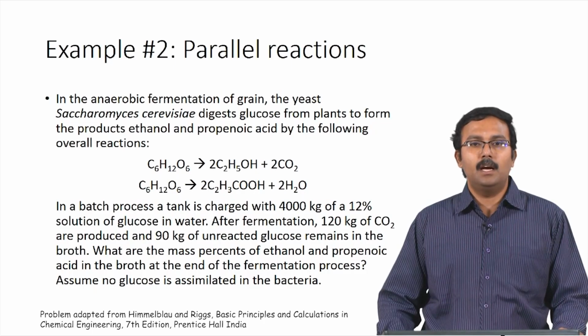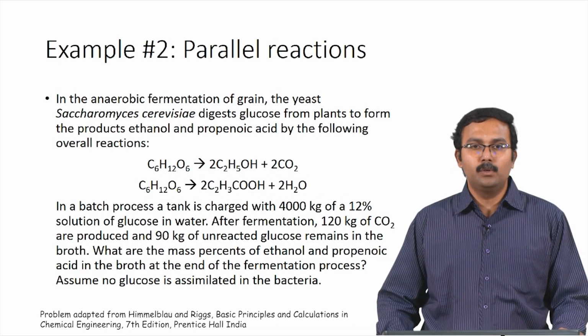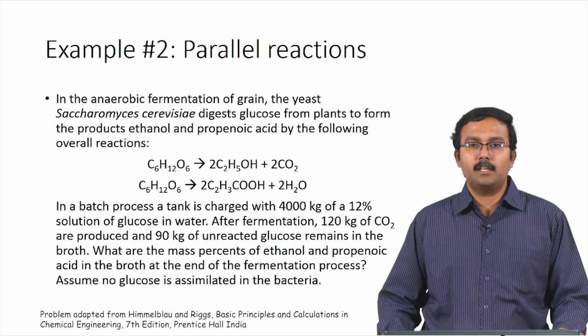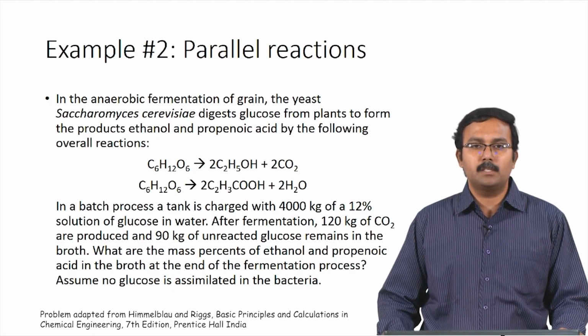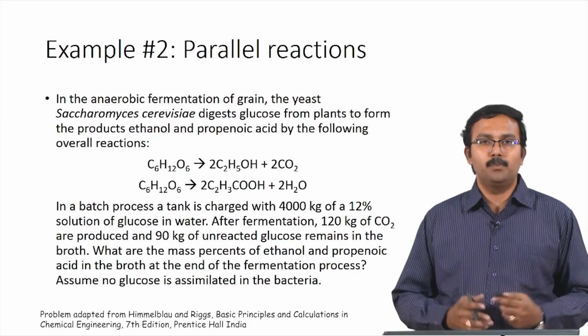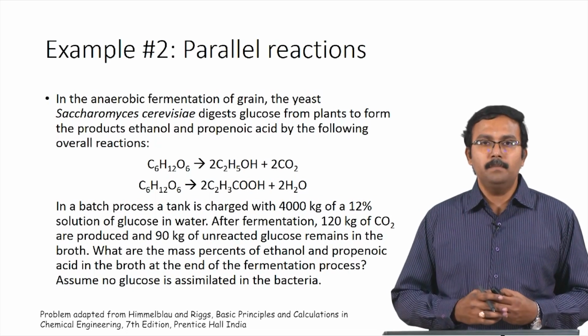In a batch process, a tank is charged with 4000 kilograms of 12% solution of glucose in water. After fermentation, 120 kilograms of carbon dioxide is produced and 90 kilograms of unreacted glucose remains in the broth. What are the mass percents of ethanol and propanoic acid in the broth at the end of the fermentation process? You can assume that no glucose is assimilated in the bacteria. So based on the information given, we can assume steady state because there is no accumulation happening. So we will go about solving this problem.